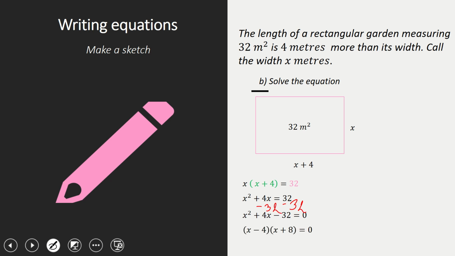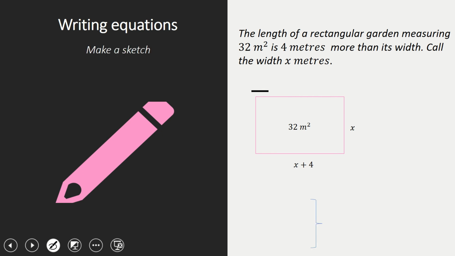Then I'm going to use the product sum method because I've got 3 terms. So I'm going to search for two numbers that multiply to minus 32 and add up to 4. So minus 4 times 8 equals minus 32, and minus 4 plus 8 equals 4. So that's why I get this. Alright, I need to solve them. So I need to know that either x minus 4 equals 0 or x plus 8 equals 0. So I know x equals 4 or x equals minus 8, because I can use the balance method if you cannot see it at once.